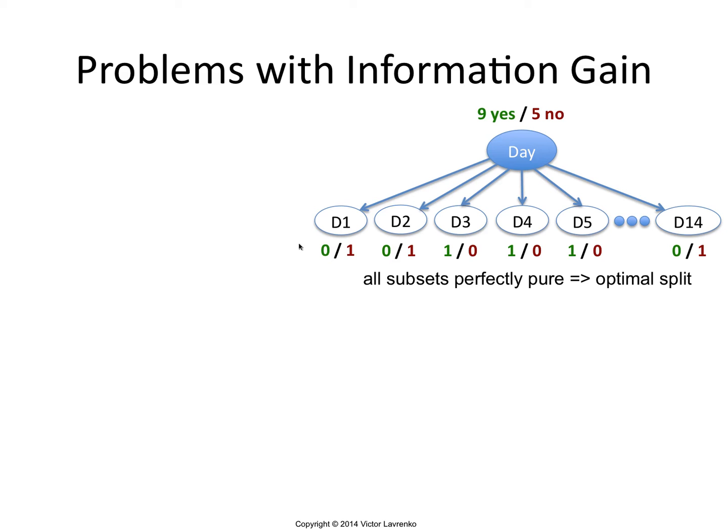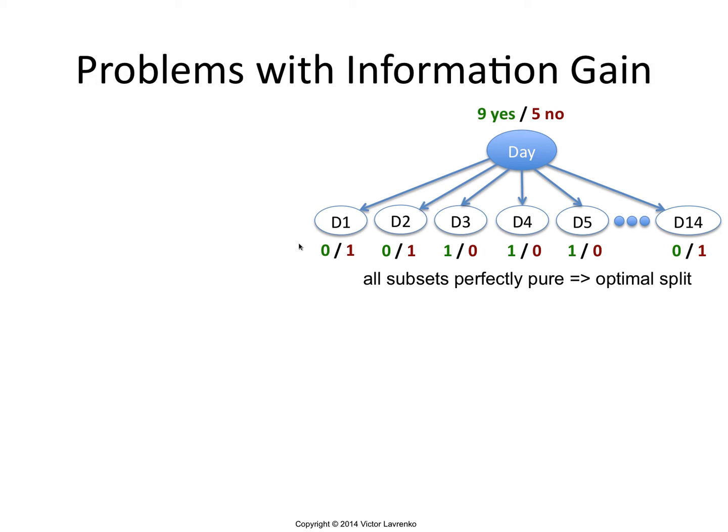That's how you avoid overfitting. Now, it turns out that information gain is a good measure, but it has some flaws that you need to address. Suppose, remember in our data set, we also had day as one of the attributes.